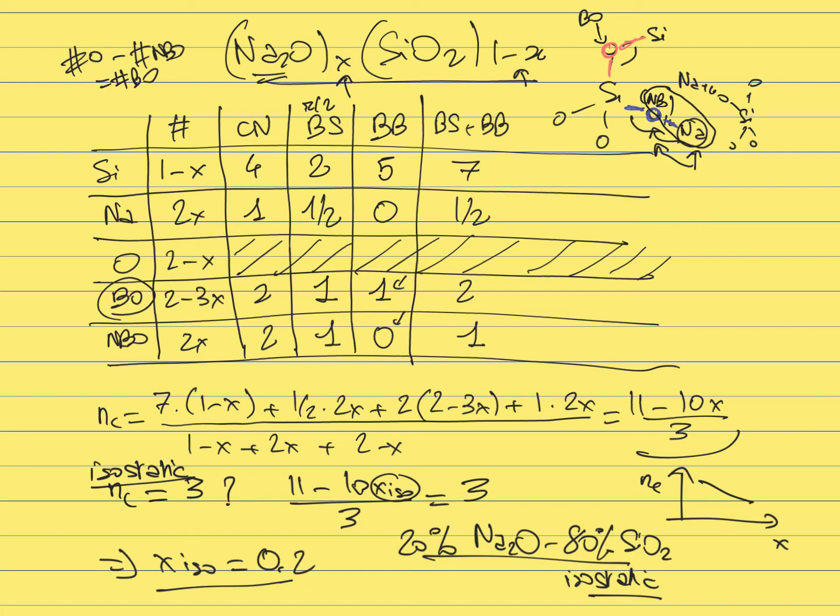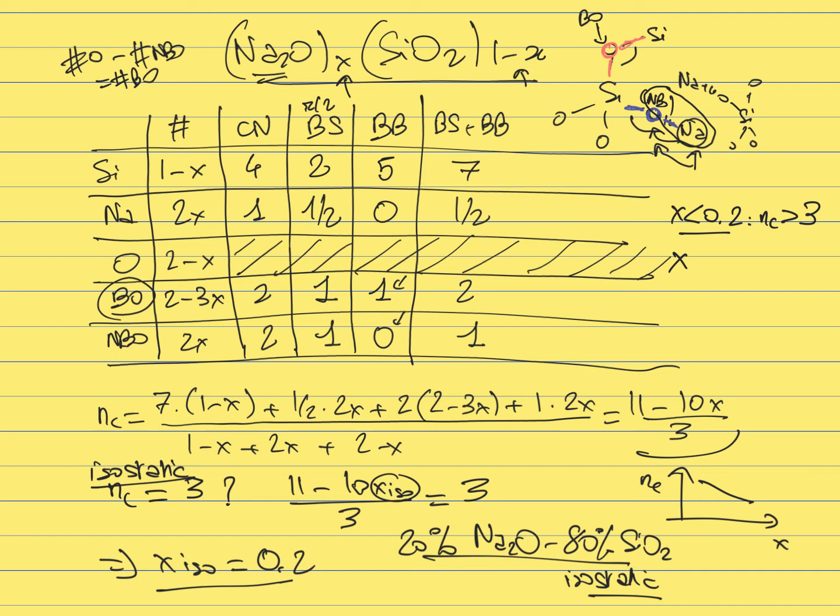If you have less sodium than that, if x is lower than 0.2, then you would have a number of constraints per atom that is larger than 3. So you would have a stressed rigid glass, which would easily either crystallize or phase separate. So it would have a low glass forming ability.